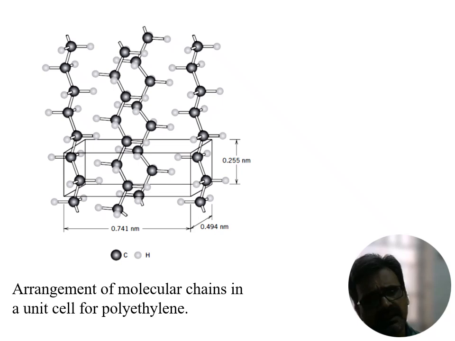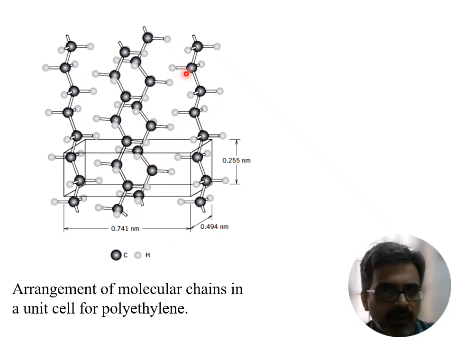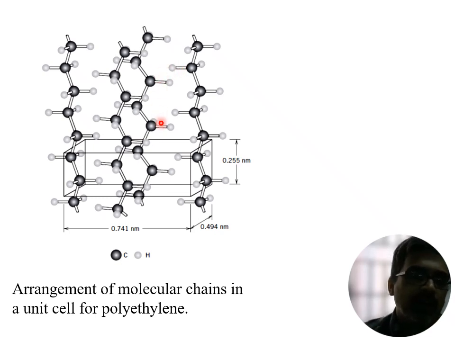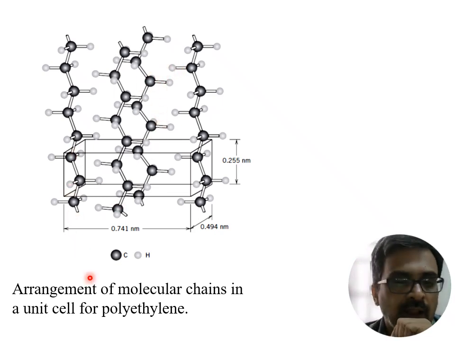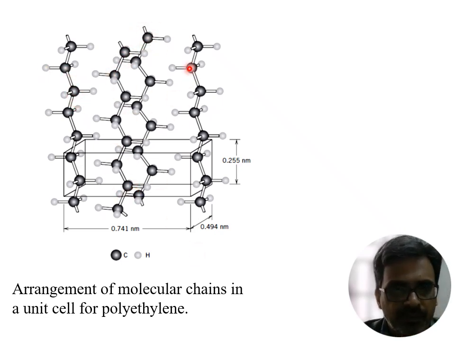And other than this, an important property to understand, when we talk about crystallinity of polymers, has to do with how these linear chains are being arranged. For example, this is the arrangement of the molecular structure; these are the carbon atoms and these are the hydrogen atoms, and how these chains are arranged in a unit cell is shown clearly here.